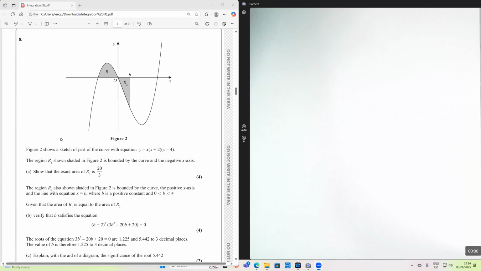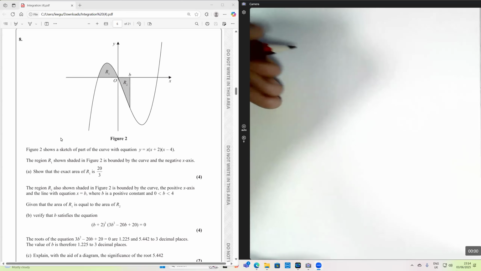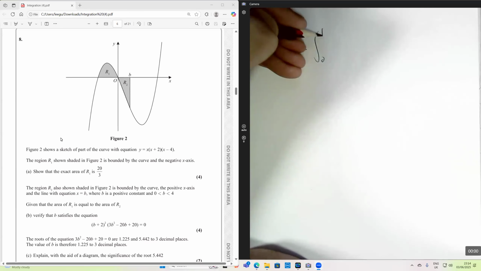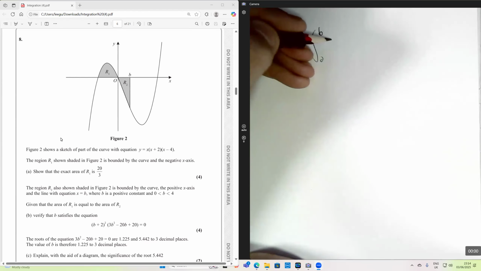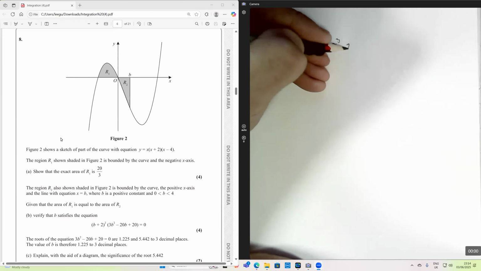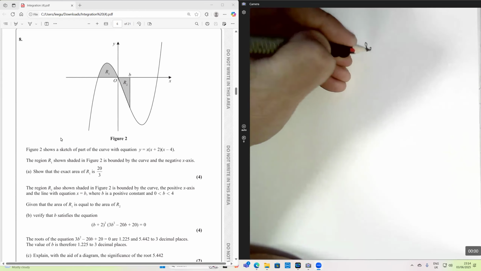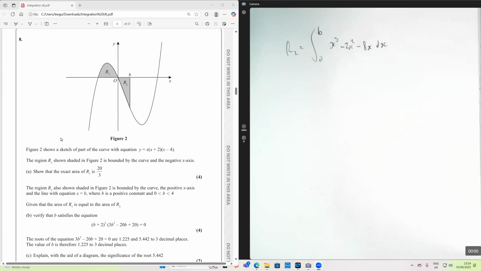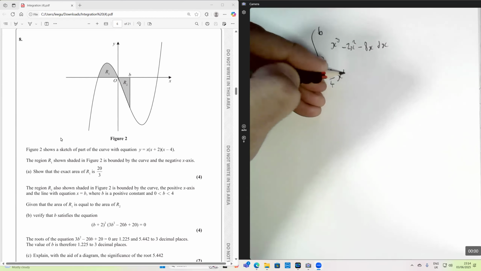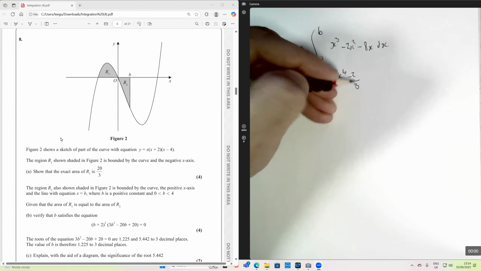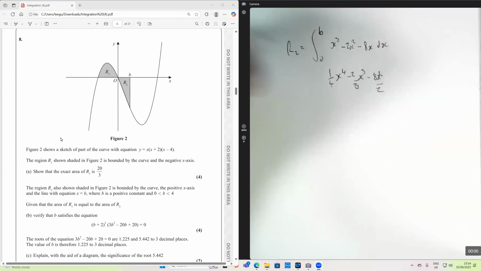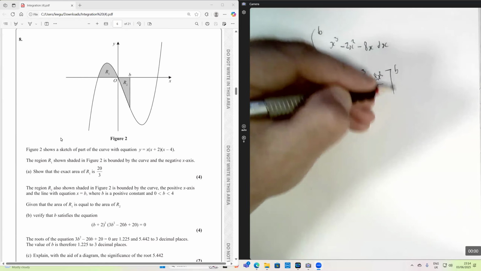Okay, so what we've got to do here is say that R2 is equal to the integral between 0 and b of the equation of the curve. And remember, the equation of the curve is x cubed minus 2x squared minus 8x dx. Now when we integrate that, again, it goes the same as before: a quarter x to the 4th minus 2/3 x cubed minus 8x squared over 2. But this time our limits are b and 0.